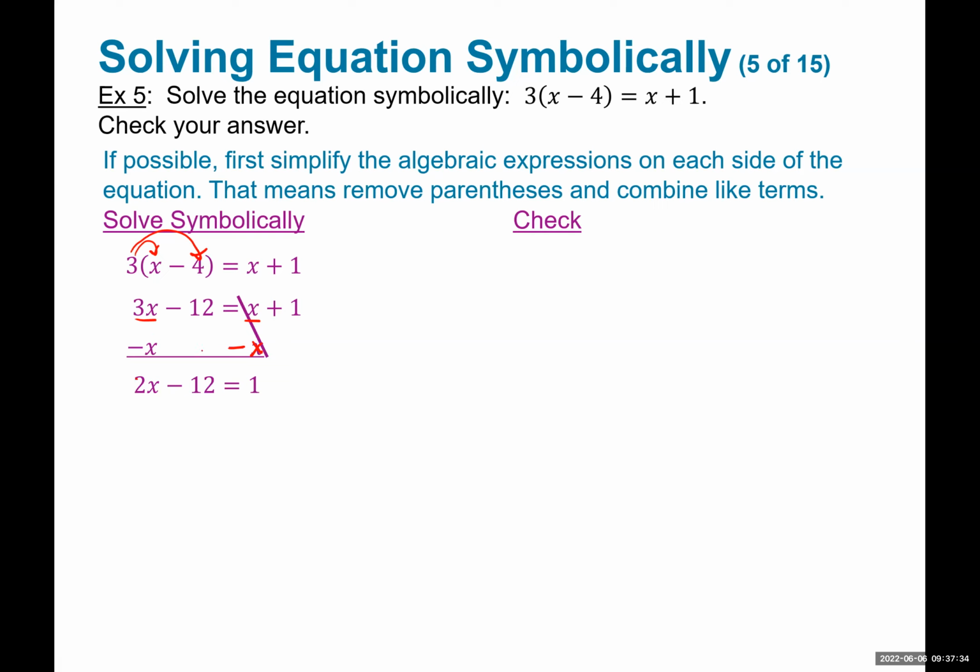All right, so we have 2x minus 12 equals 1 because these x's went away. Not went away, but they sum to 0. Okay, then we're in our normal situation where we're getting rid of the girlfriend, divorcing the wife. Add 12 to both sides. We get 2x equals 13 and divide by 2. x equals 6.5 or x equals 13/2.